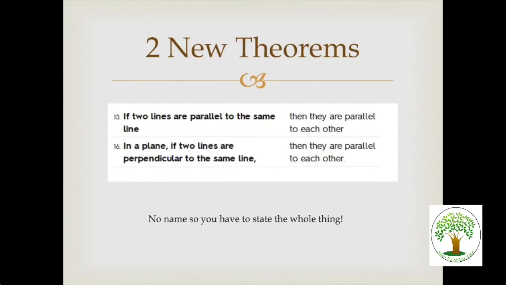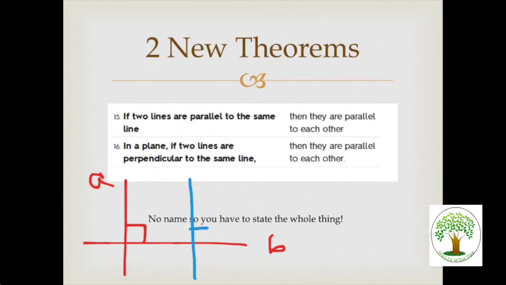All right, and the last one. In a plane, if two lines are perpendicular to the same line, then they're parallel to each other. So let's look at this. I have a line, and it's perpendicular to this one. I'm going to label them again, A and B. Okay. If I make another line, let's call it C. I'm going to make a different color. C. And it's perpendicular to B also.